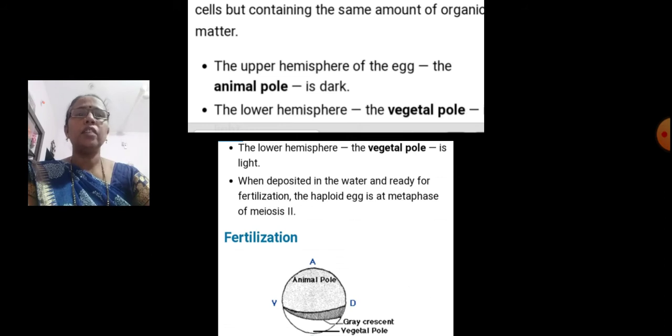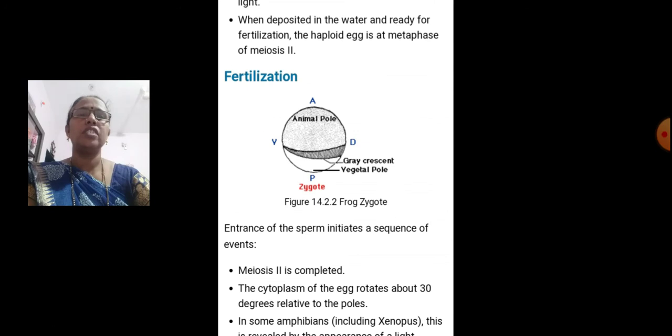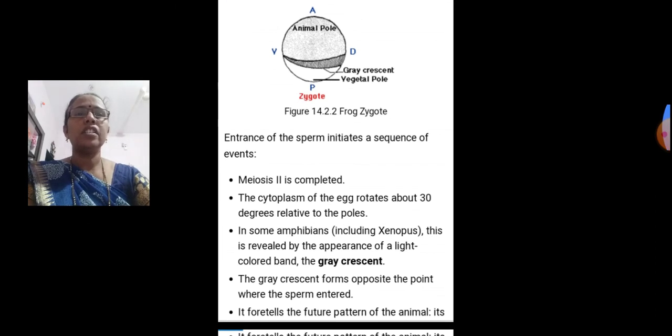When deposited in the water and ready for fertilization, the haploid egg is at metaphase of meiosis second. Then fertilization occurs. In the last period we saw that fertilization means the union of male gamete and female gamete to form the zygote. In the frog zygote, there are the animal pole and vegetal pole, and in between is the grey crescent. Entrance of the sperm initiates a sequence of events. Meiosis second stage is completed.